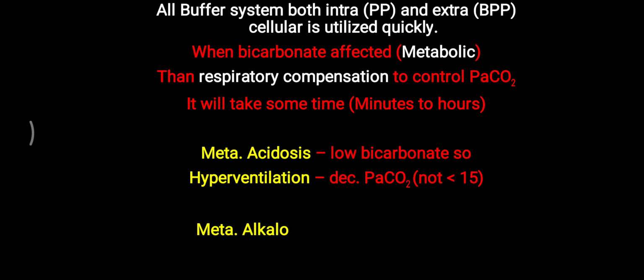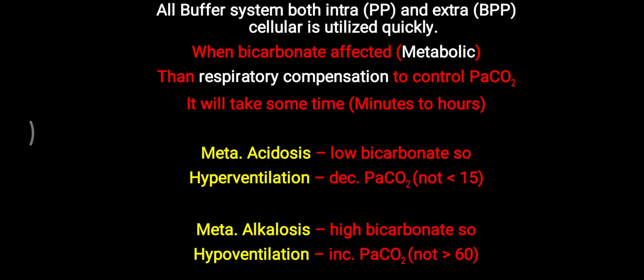Further, in metabolic alkalosis, an excessive bicarbonate ion level is seen, and to compensate for this excessive bicarbonate, we also have to increase the partial pressure of carbon dioxide. To increase carbon dioxide level in the blood, there is hypoventilation. Hypoventilation means the respiratory rate will be decreased, so there is less elimination of carbon dioxide. Decreased elimination of carbon dioxide will increase the partial pressure of carbon dioxide, but not more than 60 mm of Hg.